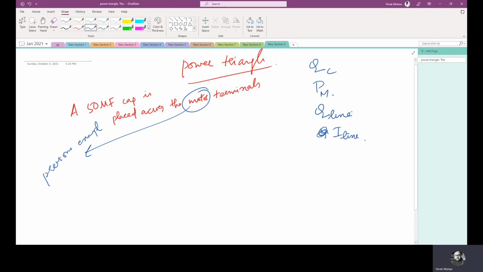I line new, because now we have included a capacitor. So with this, what is the change? That is what they are asking.